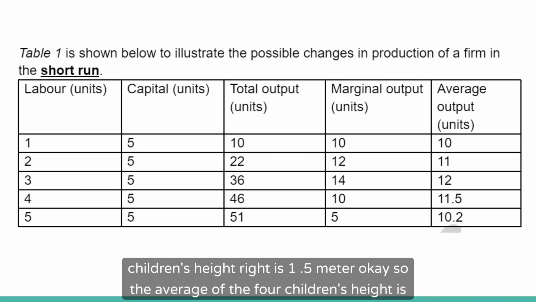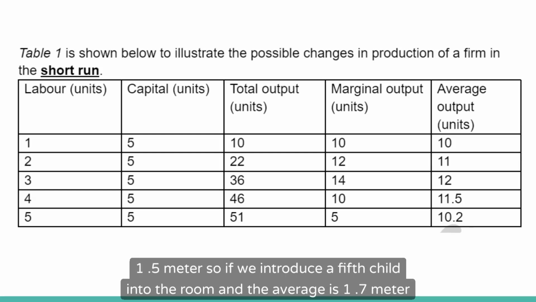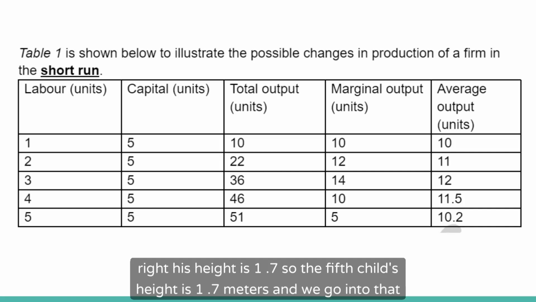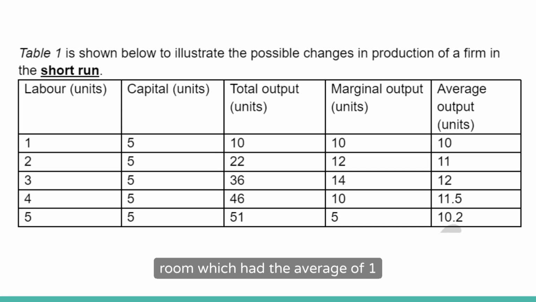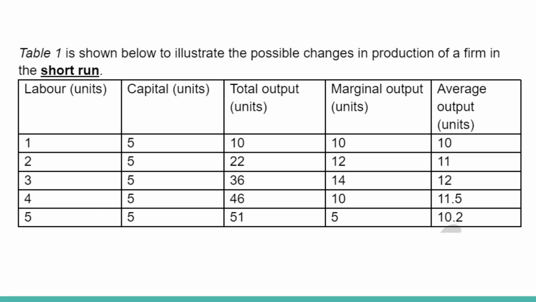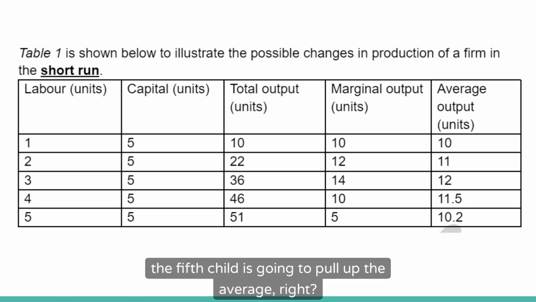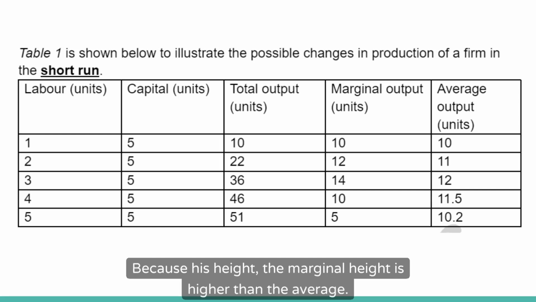Okay, so the average of the 4 children's height is 1.5 meters. So if we introduce a 5th child into the room, and the average is 1.7 meters, right? His height is 1.7. So the fifth child's height is 1.7 meters. And we go into that room, which had the average height of 1.5. The fifth child is going to pull up the average, right? Because his height, the marginal height, is higher than the average.